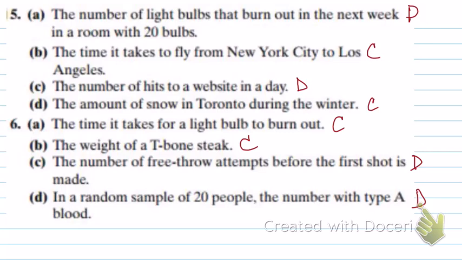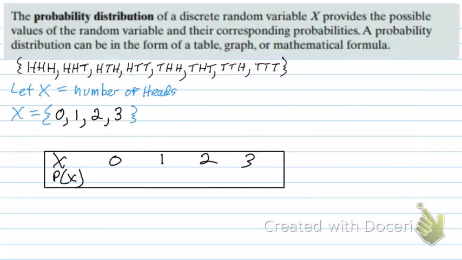Could it be 0? And could it go all the way up to all 20 of them having type A blood? Yeah. So 0 through 20 would be the values that that random variable could take on. All right, so I took our little "let X be the number of heads" kind of thing.